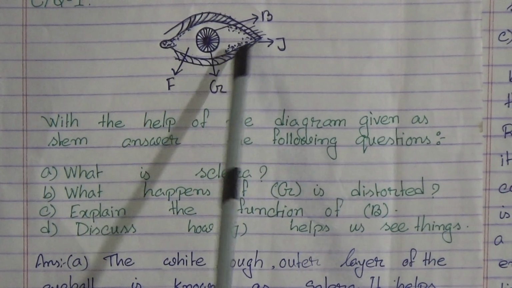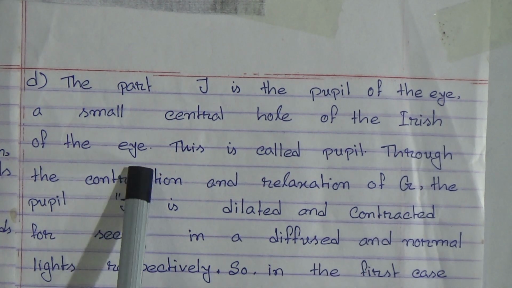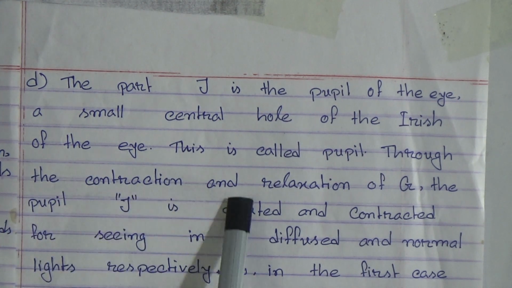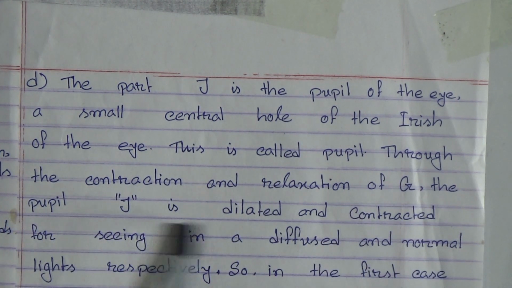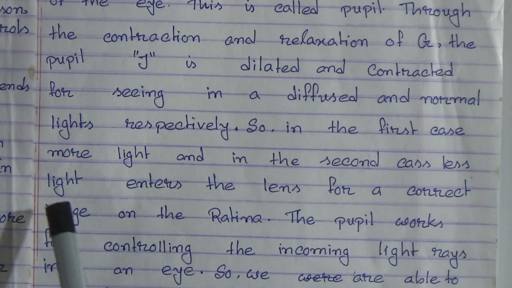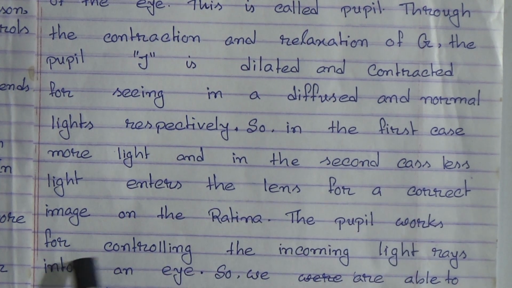Number D, discuss how J helps us see things. Here J is marked. The part J is the pupil of the eye, a small central hole of the iris. This is called pupil. Through the contraction and relaxation of the iris, the pupil J is dilated and contracted for seeing in diffused and normal lights respectively. So, in the first case, more light, and in the second case, less light enters the lens for a correct image on the retina. The pupil works for controlling the incoming light rays into an eye.